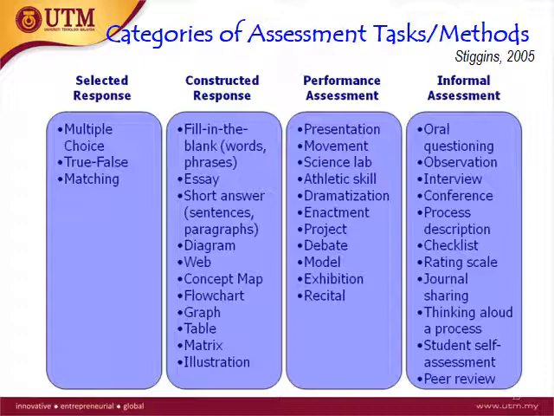So the assessment tasks or methods that we use to collect information of a student's achievement can be categorized into four, as proposed by Stiggins. So the first is the selected response. This refers to methods of assessment that require students to select the correct or best response from the list provided. For example, multiple choice questions, true/false, or matching.